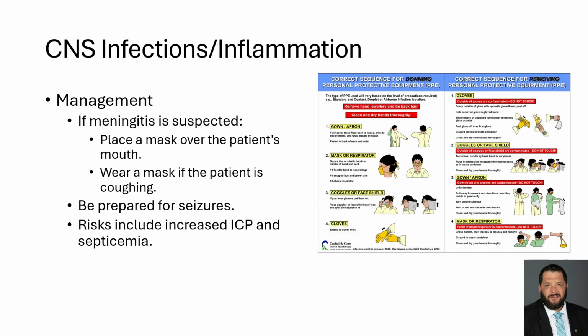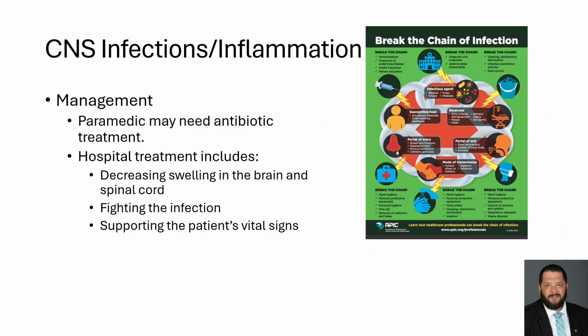If meningitis is suspected, droplet precaution control and infection control becomes really important. You should mask the patient, mask yourself, and make sure that you advise the receiving facility that you're transporting a meningitis patient, so we can help prevent the spread of that. Be prepared for things like seizures and septicemia, as well as a risk for increased intracranial pressures in meningitis patients.